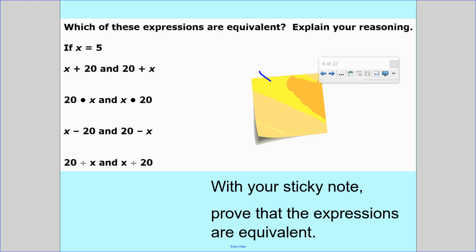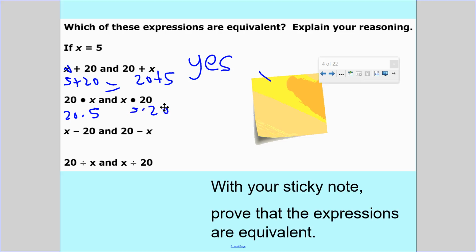Well, let's look at the first one. If I substitute the x with 5, that'll be 5 plus 20. This will be 20 plus 5. Are they both equivalent to 25? Yes, this is equivalent. What about the second one? If I evaluate the x with a 5, that'll be 100, and 5 times 20 also is 100. So yes, that would be equivalent also.